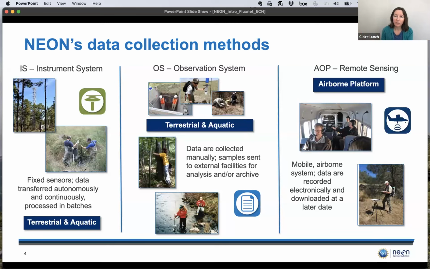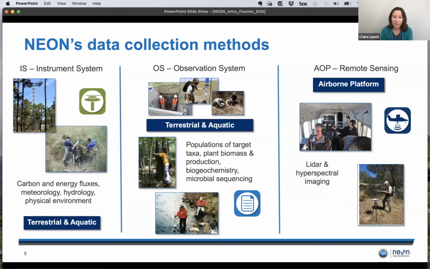And the third group is the remote sensing system. So this is the airborne platform. It's a low altitude aircraft monitoring reflectance. And just to give a little bit more detail about what each of these systems measures.